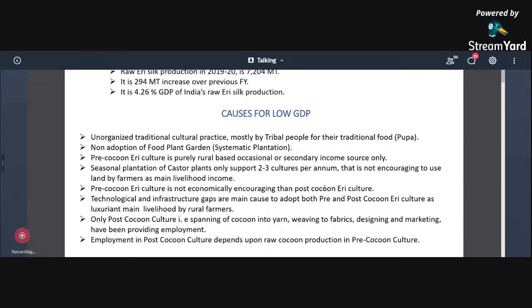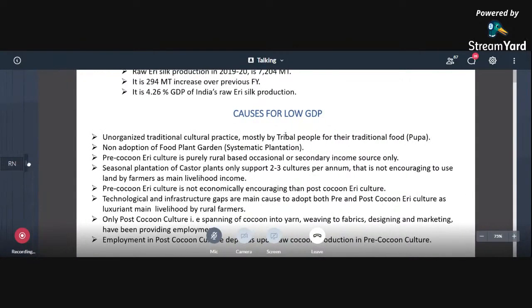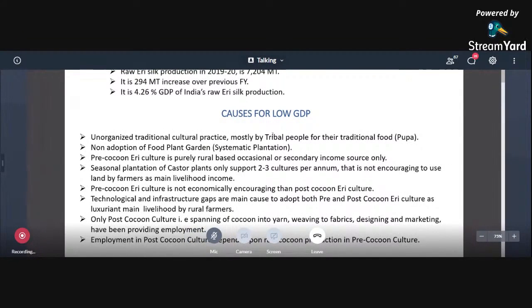And pre-cocoon agriculture is purely rural-based, an occasional or secondary income source only. Peoples are not adopting the agriculture as their main livelihood. They are doing it in a traditional manner, collecting food plant leaves from the forest area or roadside growing localities. Seasonal plantation of castor plant: castor is the main food plant of the silkworm, the iri silkworm. Seasonal plantation of castor plants only supports 2-3 cultures per annum, and that is not encouraging for farmers to use land as main livelihood income.